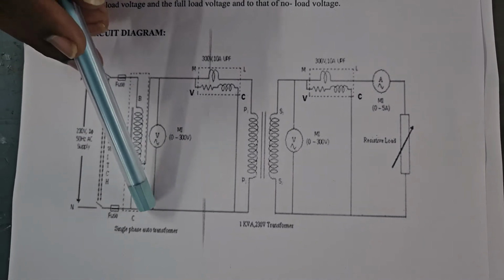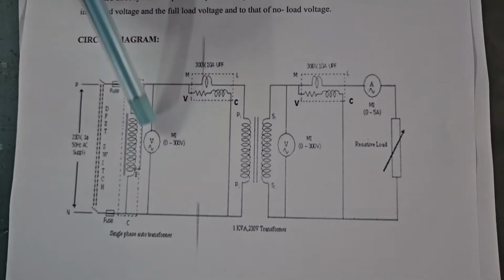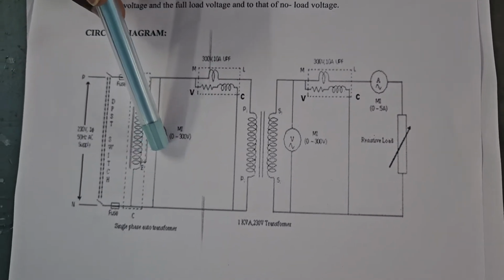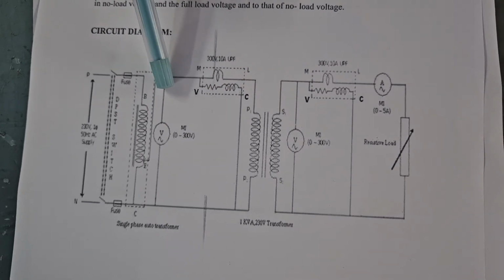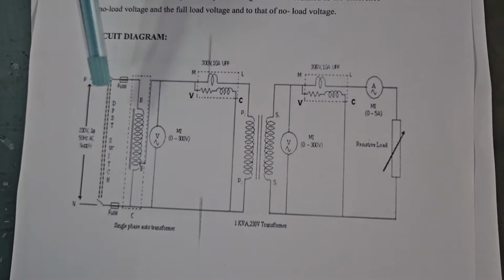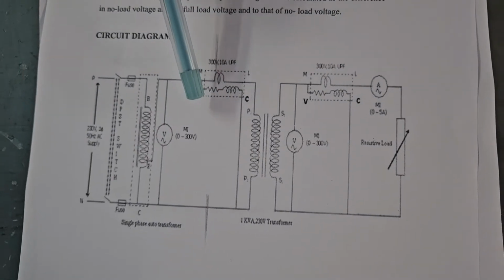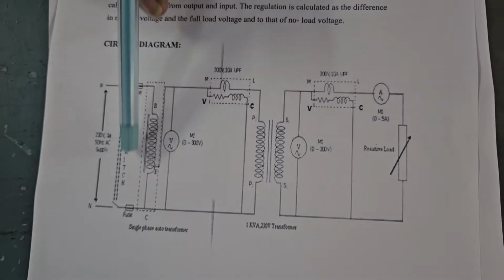And then in order to measure the input voltage, we are also keeping a voltmeter here which is connected parallel to the primary winding. So this is the purpose of each component in the circuit. Now let us see how we can make this practical connection.